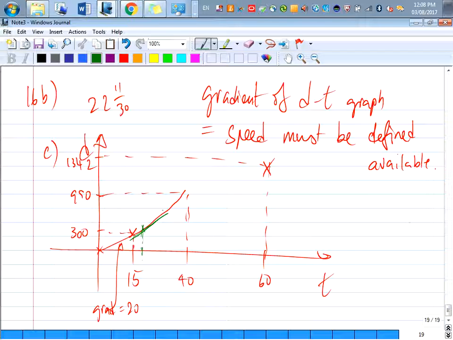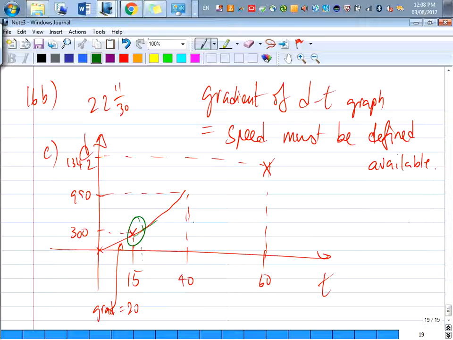That corresponds with my speed-time graph, the second region. So I know that it is increasing gradually, and that is why this part must be smooth. The gradient is defined. The gradient gives us the speed. So for those of you who drew it this way, like that, then like that, it is wrong. Because at this part, I don't have a gradient. The gradient is undefined. That's why it must be smooth.